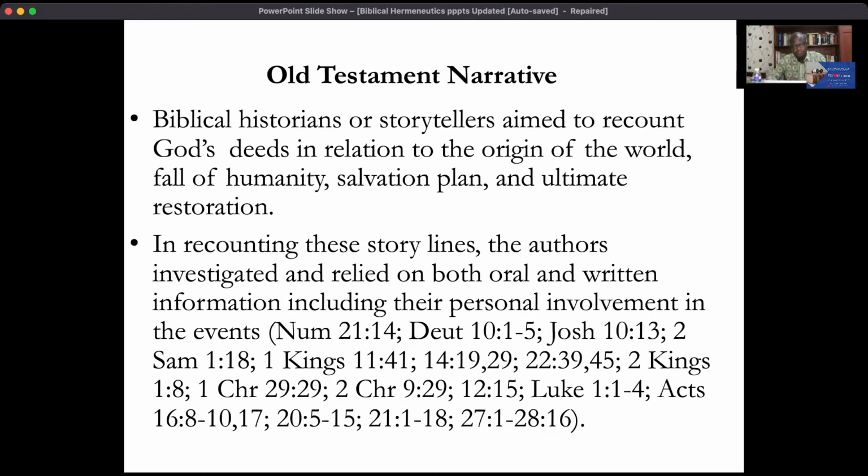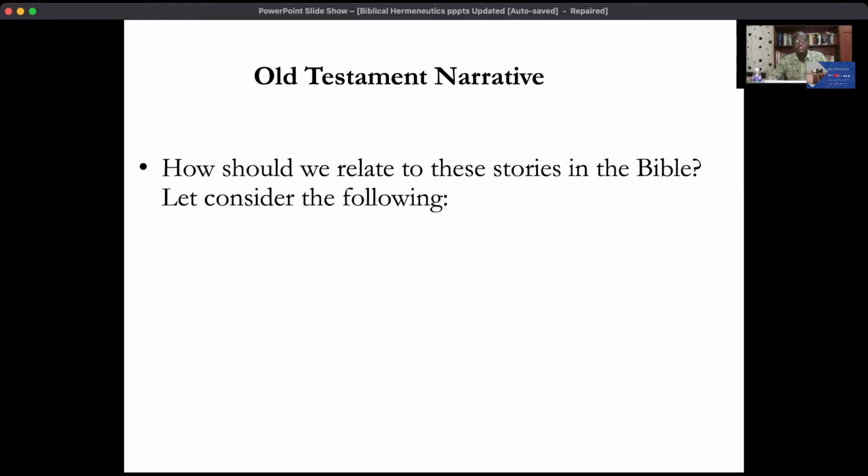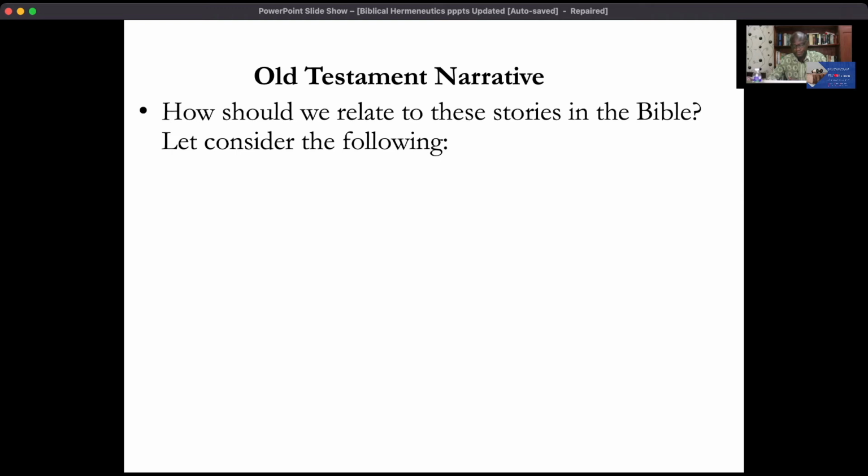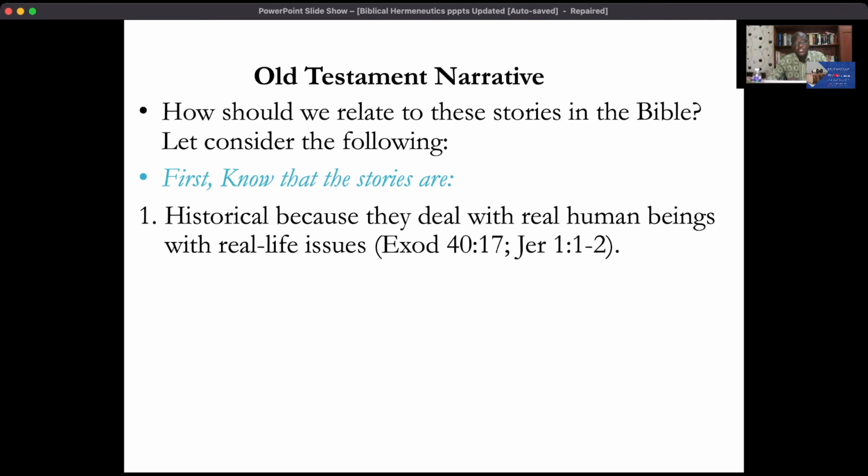for use. How should we relate to these stories in the Bible? And so let's consider the following. First, we must know that the stories are historical because they deal with real human beings with real life issues. So there were human beings who lived in the past, and how they related to God has been recorded for us.